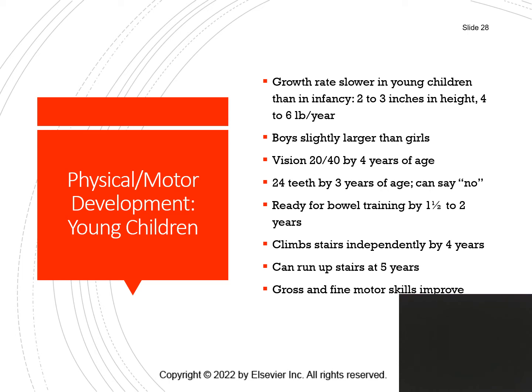Young children are defined as those between 18 months and 6 years of age. The rate of growth in early childhood is slower than in infancy. Most young children grow 2 to 3 inches in height and gain 4 to 6 pounds each year. Heredity and the environment have been shown to influence physical development. The primary environmental influence is nutrition.